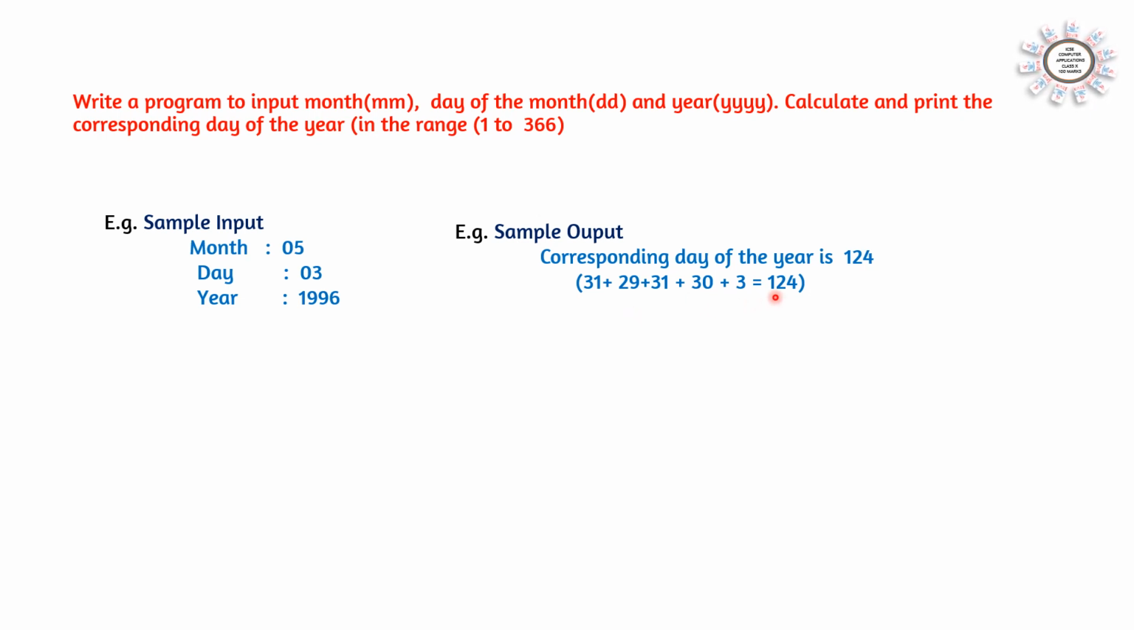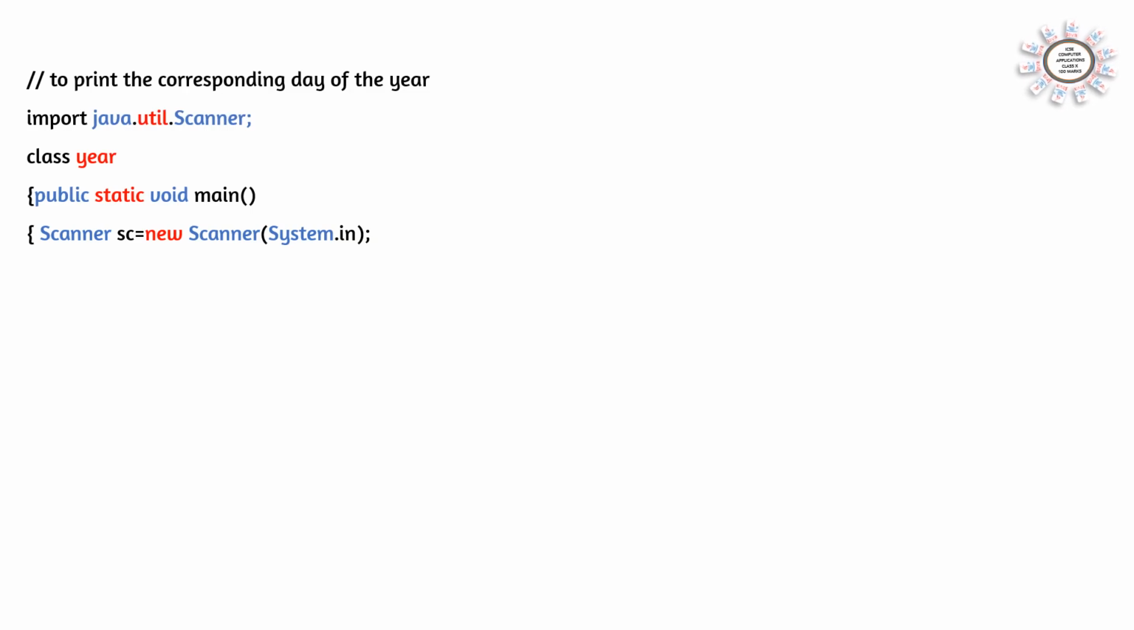So start counting like this and then we will get the particular day of the year. So here we can start the program. Write the first 4 lines, declare the class, public static and scanner class, and now store the number of days in the month in an array. So here we are storing the number of days.